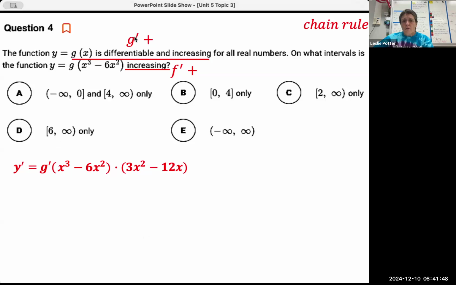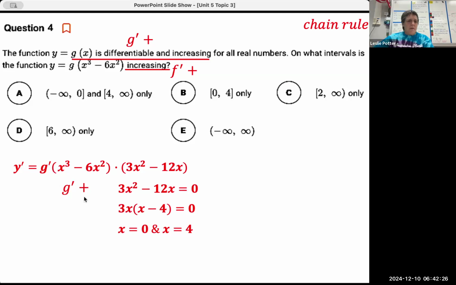We also know that g prime is always positive, right? That's what this means. And so what we have then is this component is always positive. So really, I just need to set this component equal to 0, because a positive times anything you have here is going to be whatever this sign is over here. So as I factor this and solve this, I get critical points at x equals 0 and x equals 4. I couldn't set the original expression equal to 0 because there's no way of knowing where this is 0. But it doesn't matter because we know its derivative is always positive.